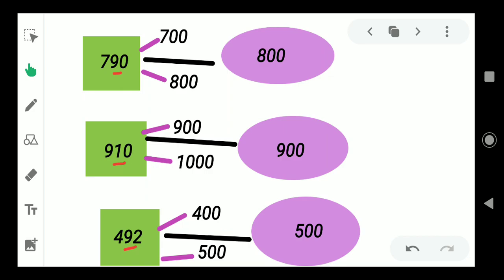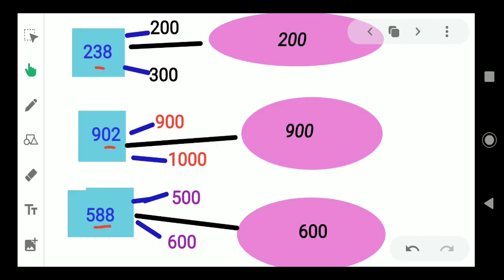If the number in the tens place is 1 or 2 or 3 or 4, we should round down. If the number in the tens place is 5 or more, that means 5, 6, 7, 8 or 9, we should round up. Here in the given question, it is 492. Two possibilities are 400 and 500. See the number in the tens place, it is 9. So we should round up. Answer is 500.